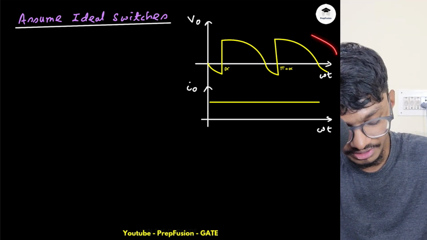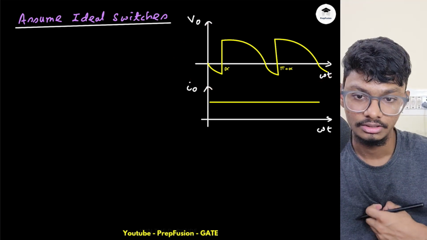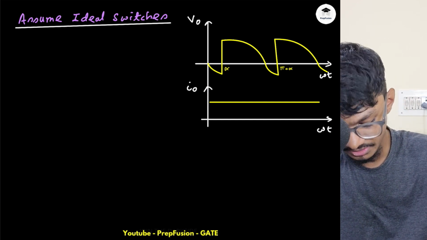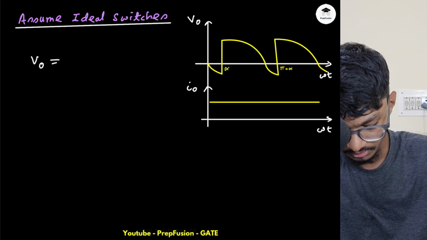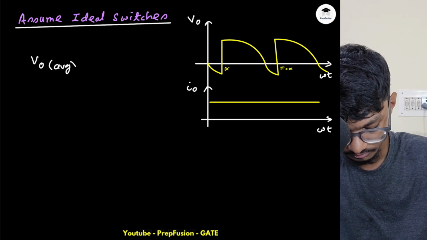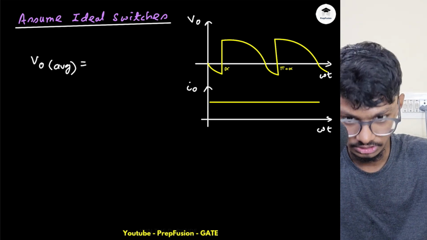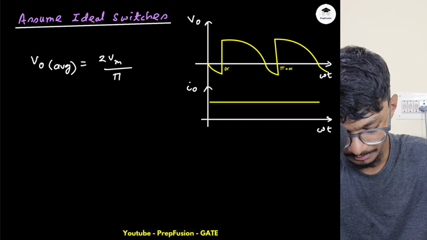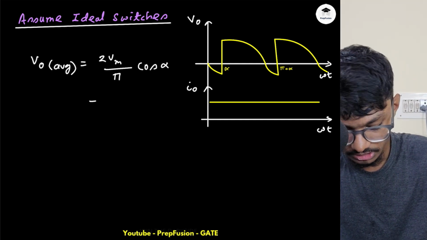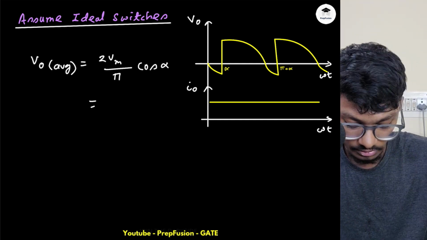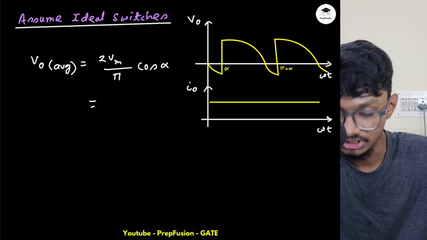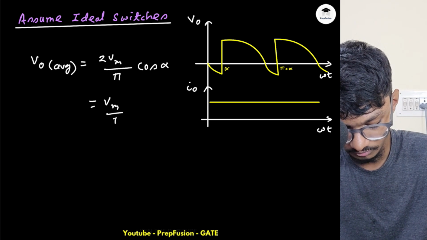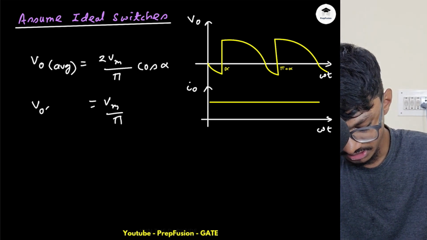So for this case, what is my VO average? In this case, my VO average is simply, if you remember, 2 Vm by pi into cos alpha. You can always integrate. This cos alpha is cos 60, which is half, so this will be Vm by pi. This is VO average in the ideal case.